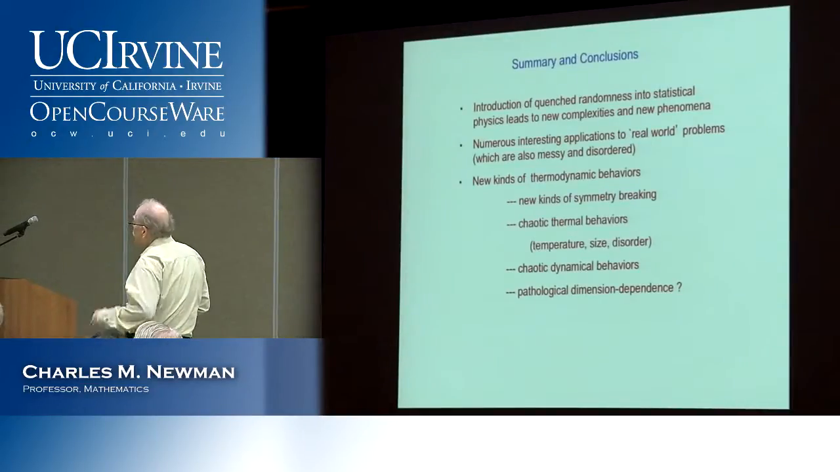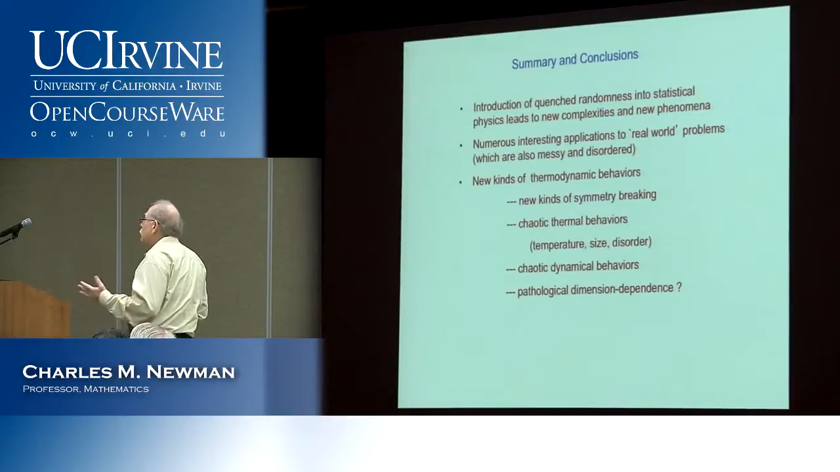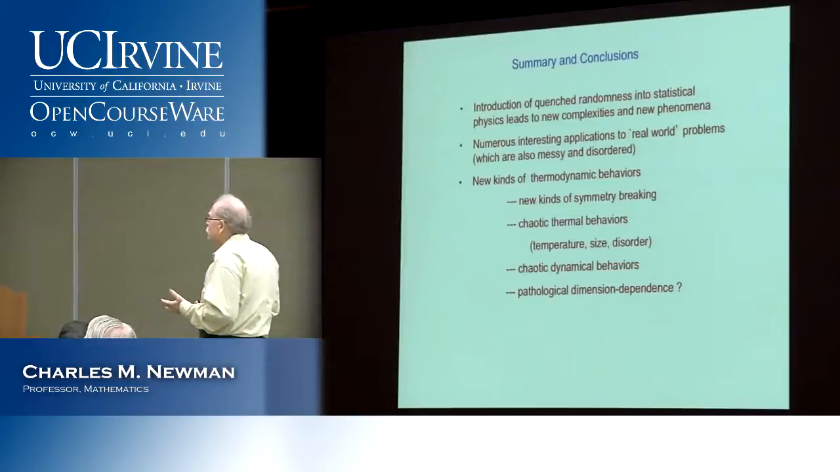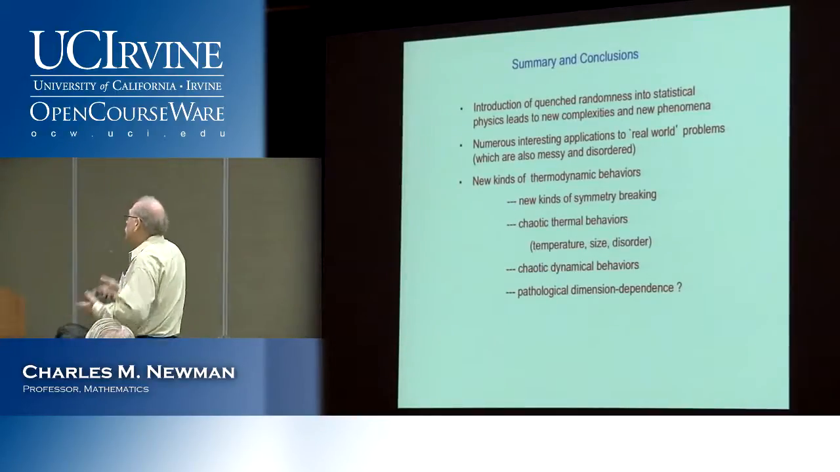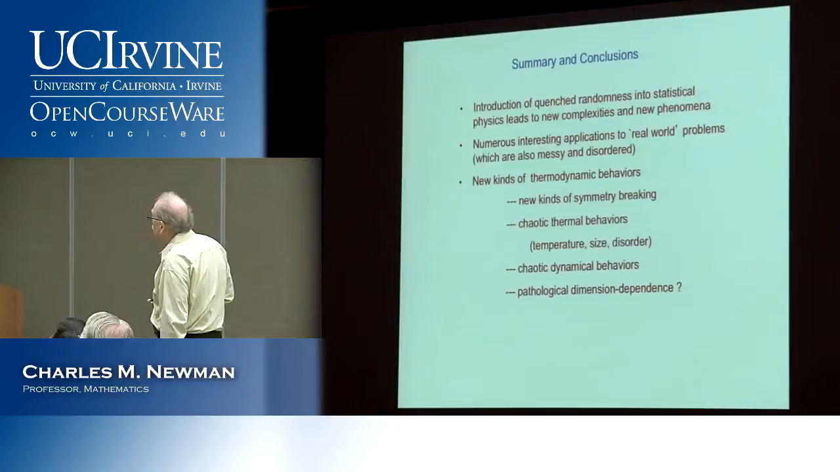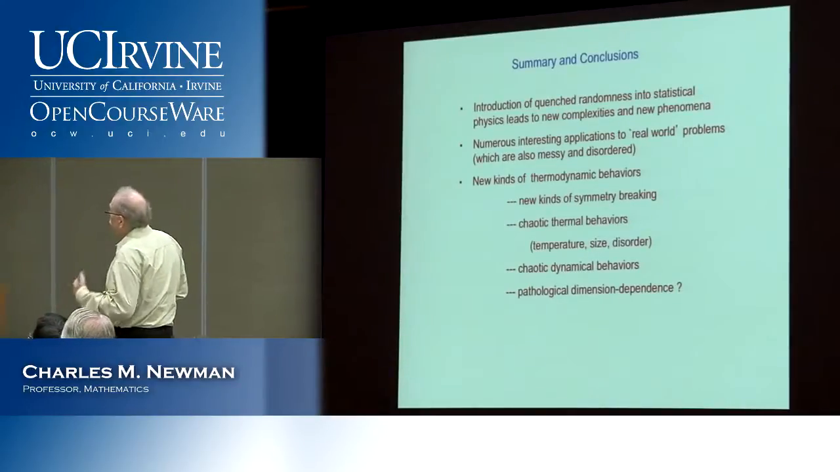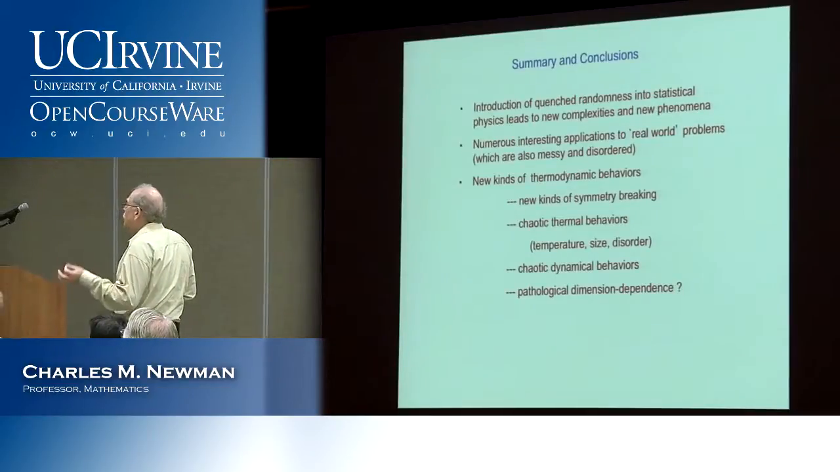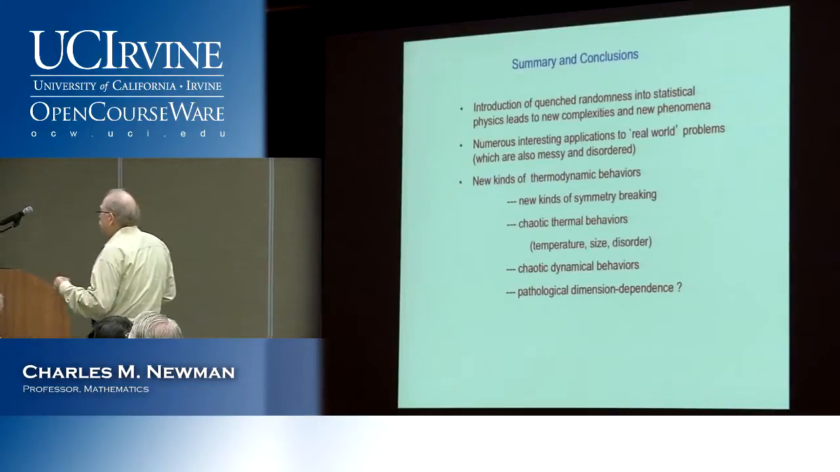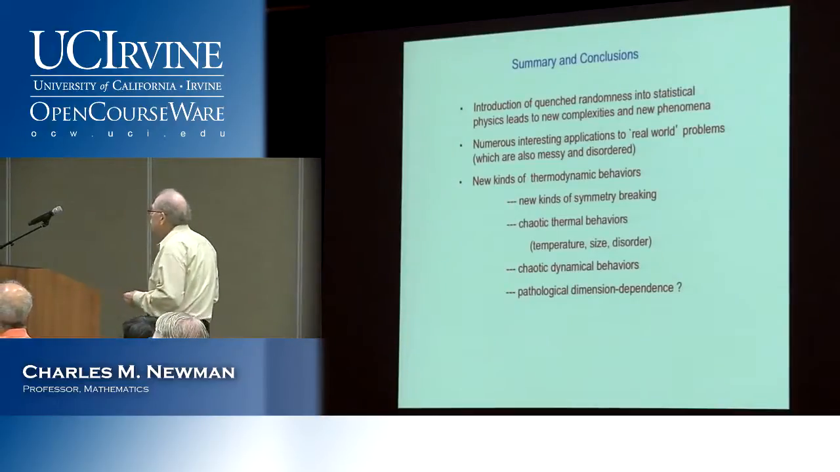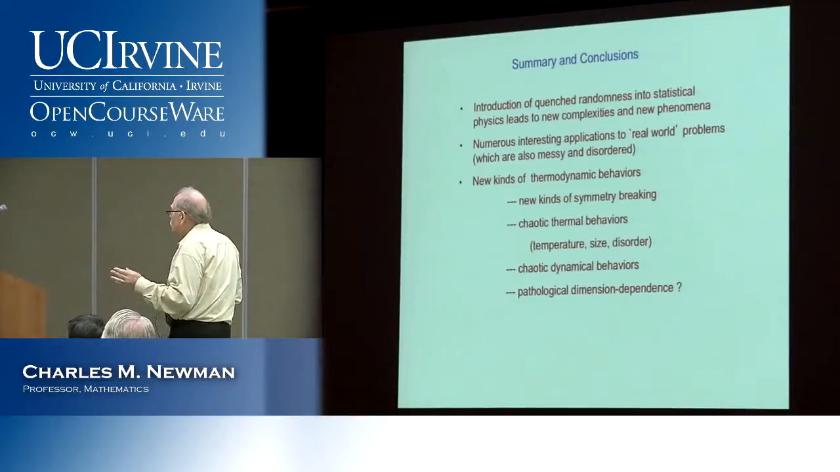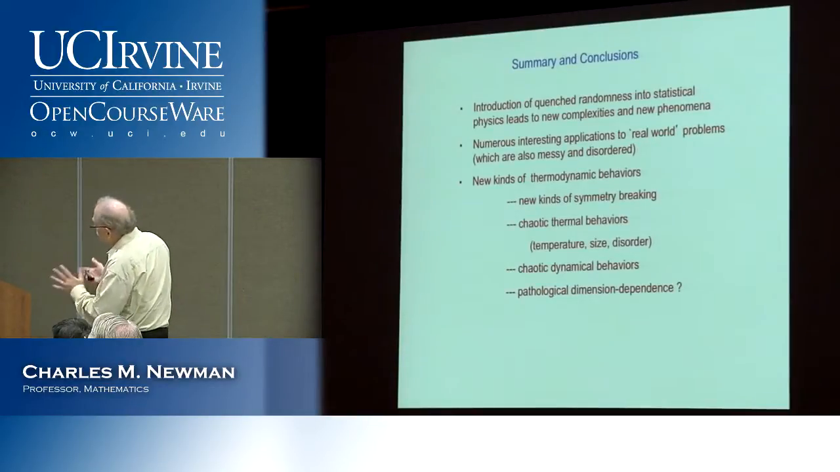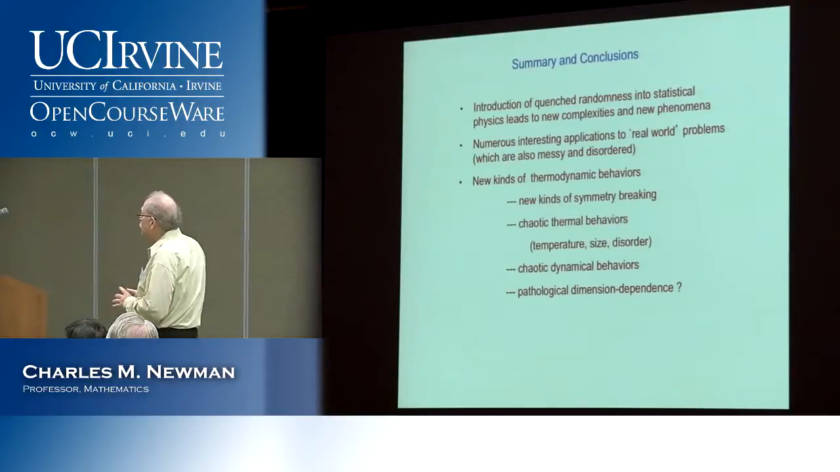There are new kinds of thermodynamic behaviors which were not observed before in homogeneous, non-disordered systems, new types of symmetry breaking, different than the kinds that led to things like the Higgs boson, that have come out of spin glass ideas. There's various kinds of chaotic behaviors that seem to happen in spin glass-like systems: chaotic behavior as you vary temperature, chaotic behavior as you vary the size of a system, chaotic behavior as the realization of the disorder changes.